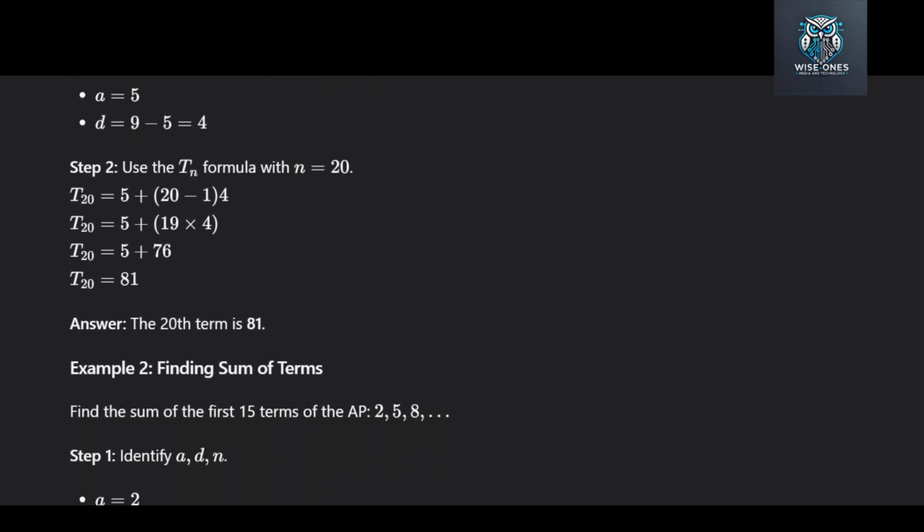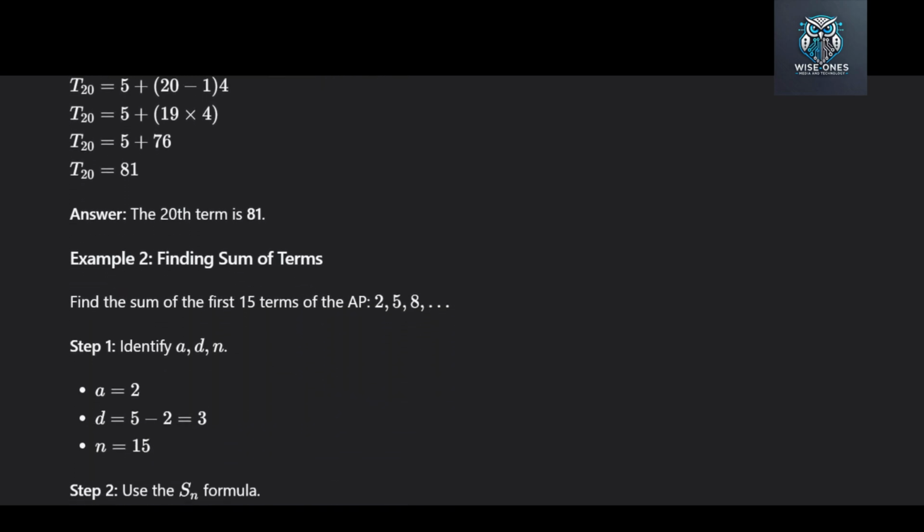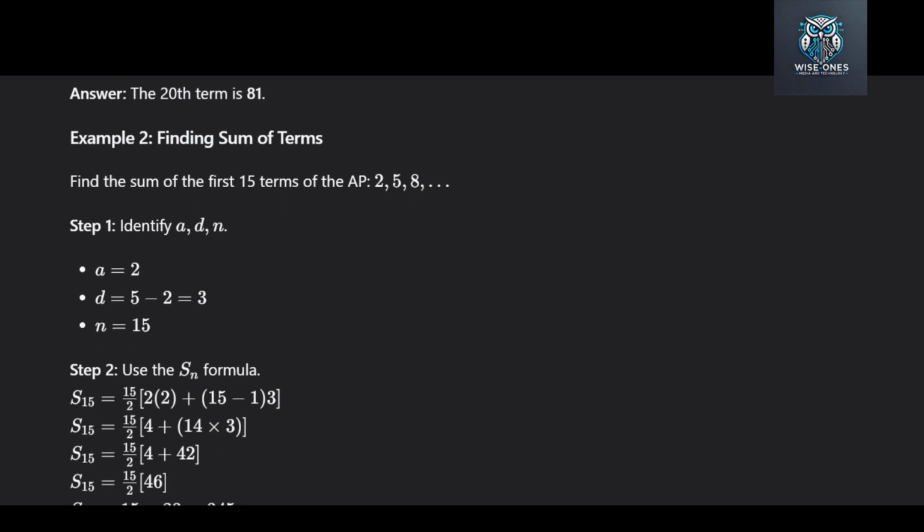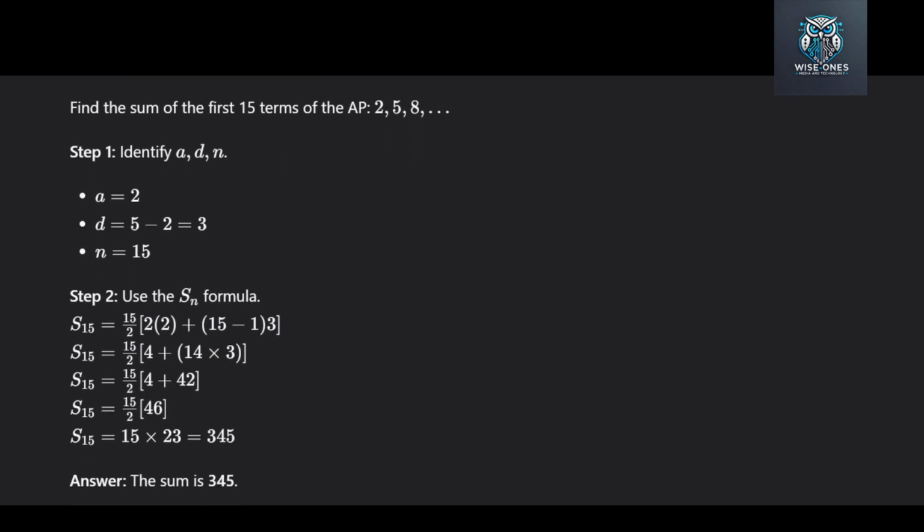Now, let us look at example 2, finding the sum of terms. The question is, find the sum of the first 15 terms of the AP 2, 5, 8, and so on. Step 1, identify A, D, and N. The first number is 2, so A equals 2. The difference is 5 minus 2, which is 3. So D equals 3. We want the first 15 terms, so N equals 15.